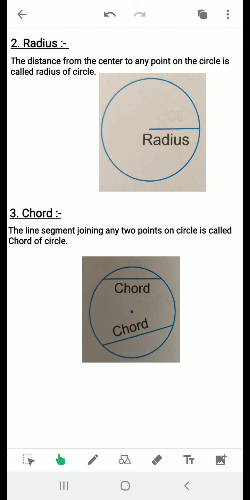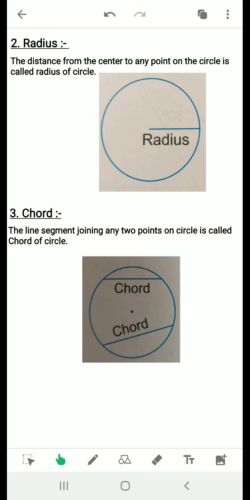The second part is radius. If you draw any line segment from the circle to the center, joining the center to the circle, then you will get the radius of the circle. The distance from the center to any point on the circle is called the radius of the circle. Understood? Third thing is chord.